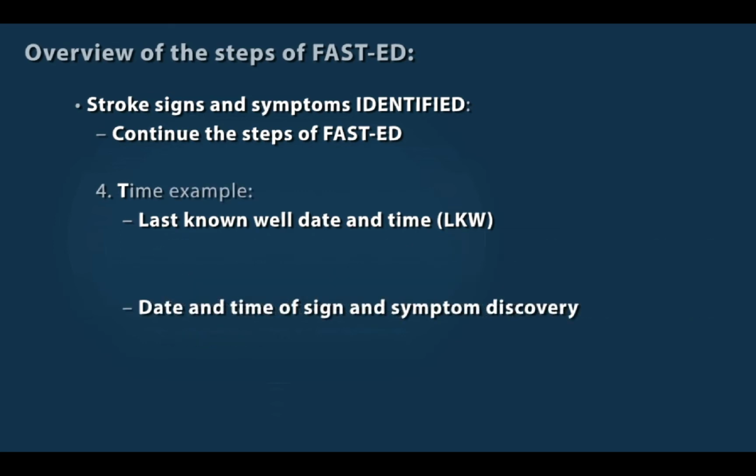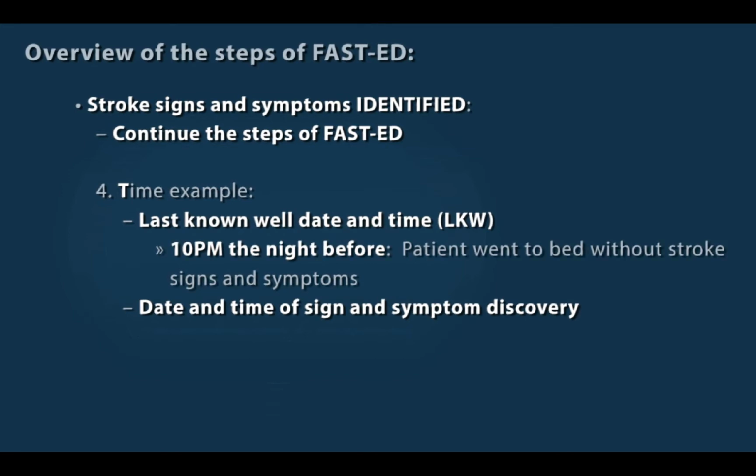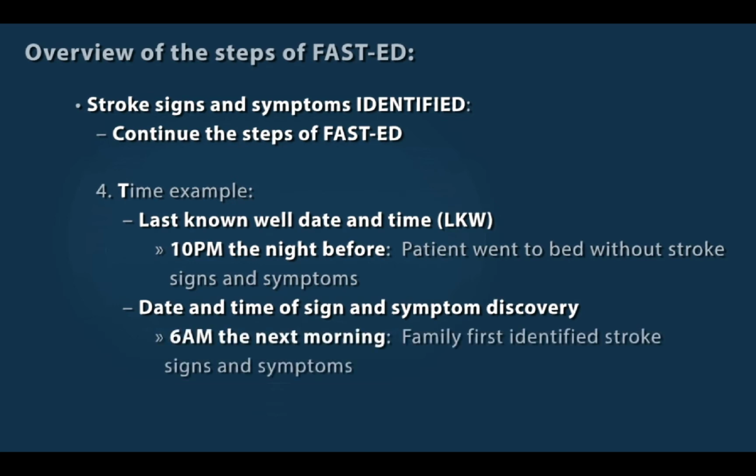For example, a patient went to bed without stroke signs or symptoms at 10 p.m. the night before. The next morning, family identified stroke signs and symptoms at 6 a.m. when the patient awoke. In this case, their last known well date and time is 10 p.m. the night before, and the stroke sign and symptom discovery date and time is 6 a.m. on the morning the patient woke up. Assure you document both sets of dates and times.